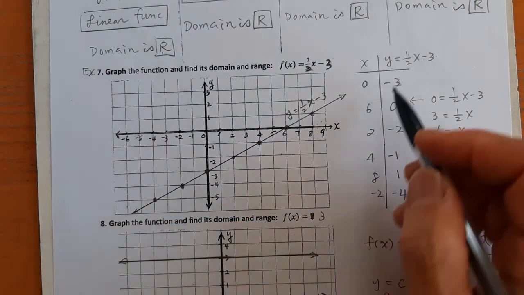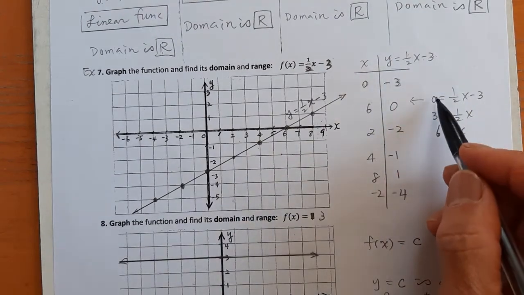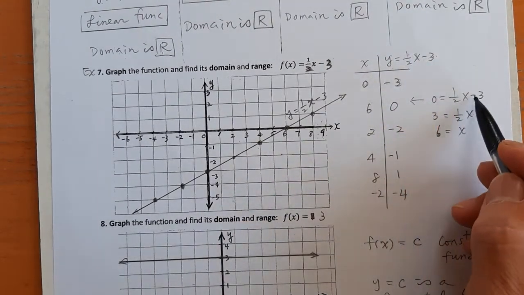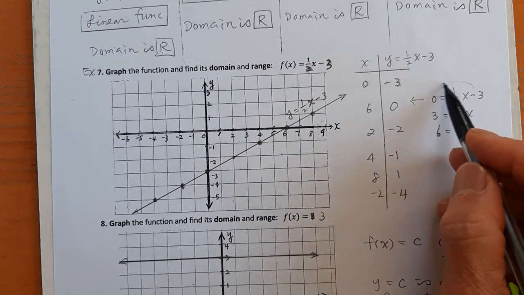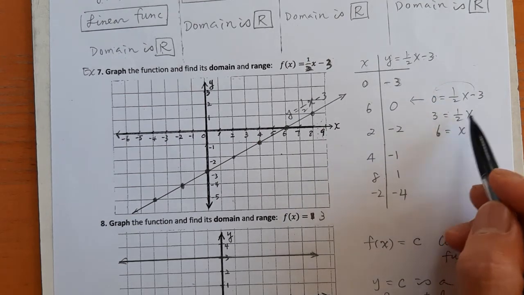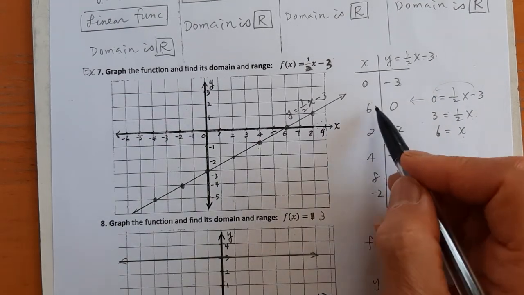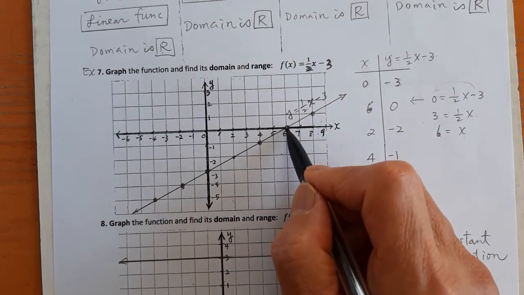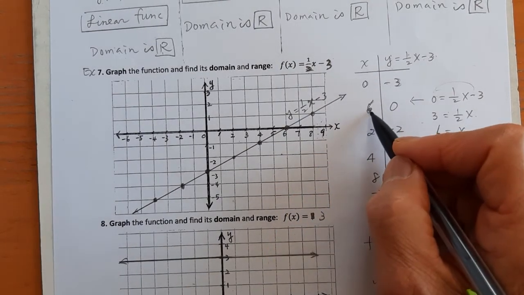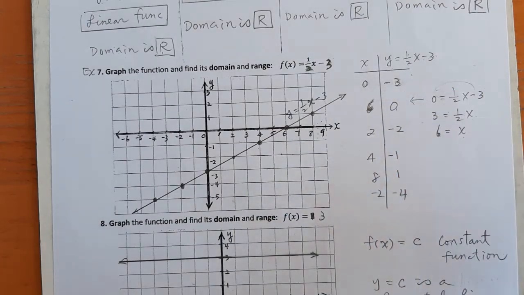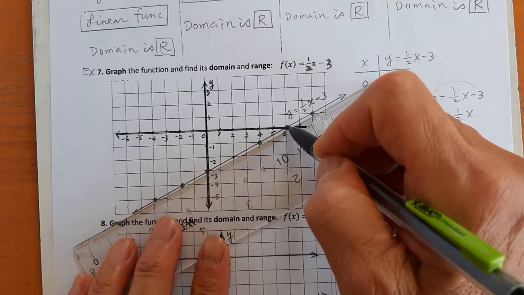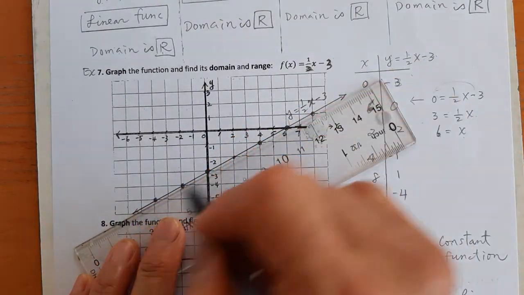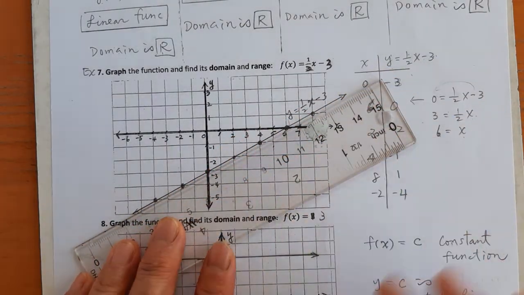Then given y equals 0: 0 equals 1/2 x minus 3. Move the 3 over, get 3 equals 1/2 x, times 2, and you get x equals 6. That's the x-intercept. Actually, you just need the 2 points. Connect the 2 points using a ruler, and you get the line.